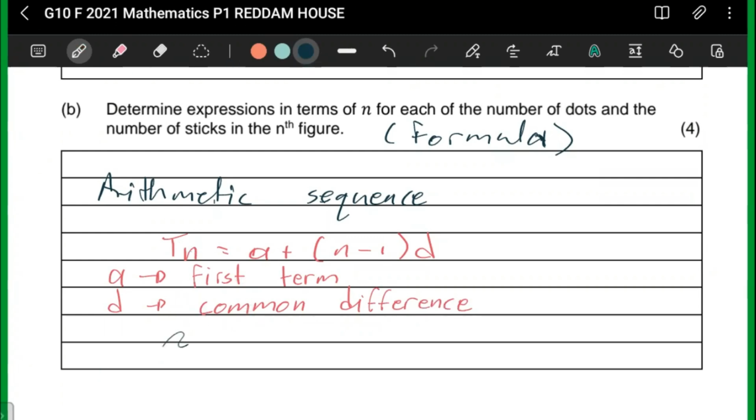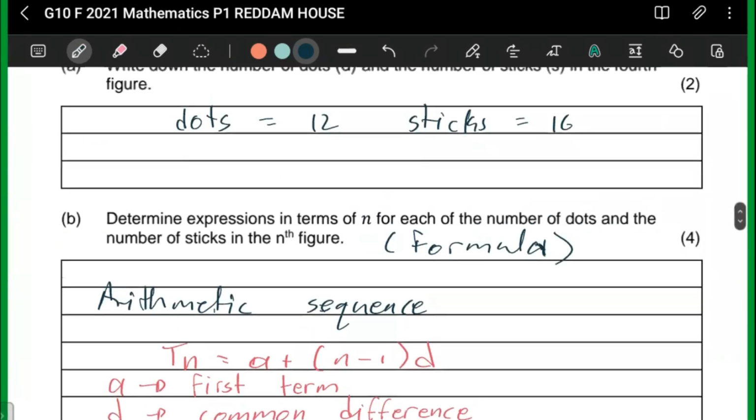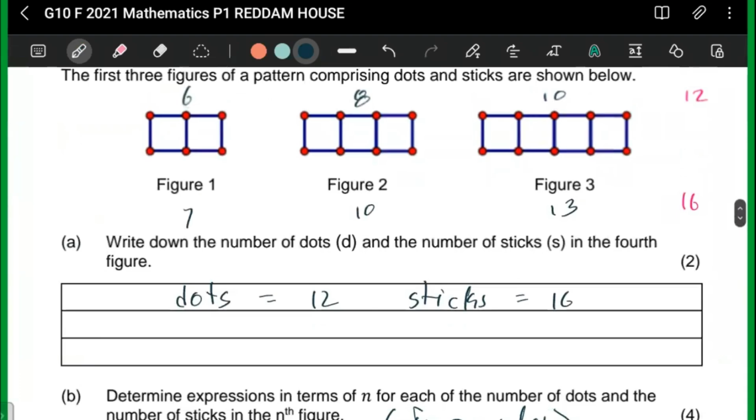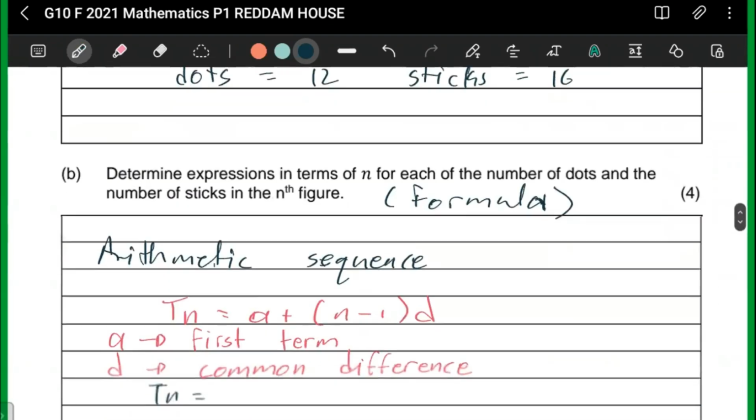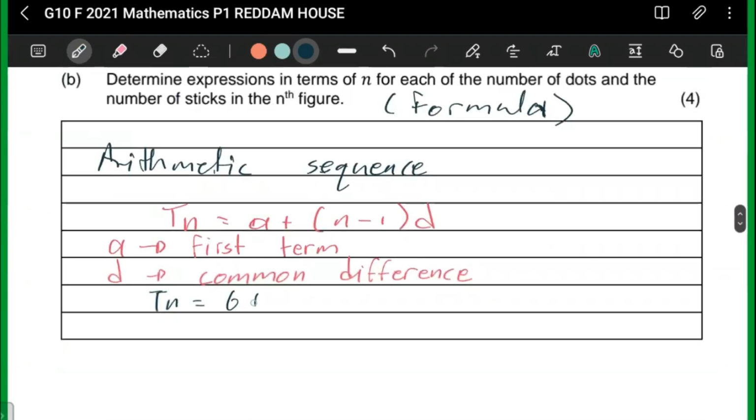For example, Tn stays Tn. A is the first term. So we're doing the dots first. In the dots, the first term is 6. The common difference is 2. So we put a 6 here, put a 2 here. Here you can simplify. 2 times n is like 2n. 2 times negative 1 is like negative 2. You have 2n here. 6 minus 2 is a plus 4.